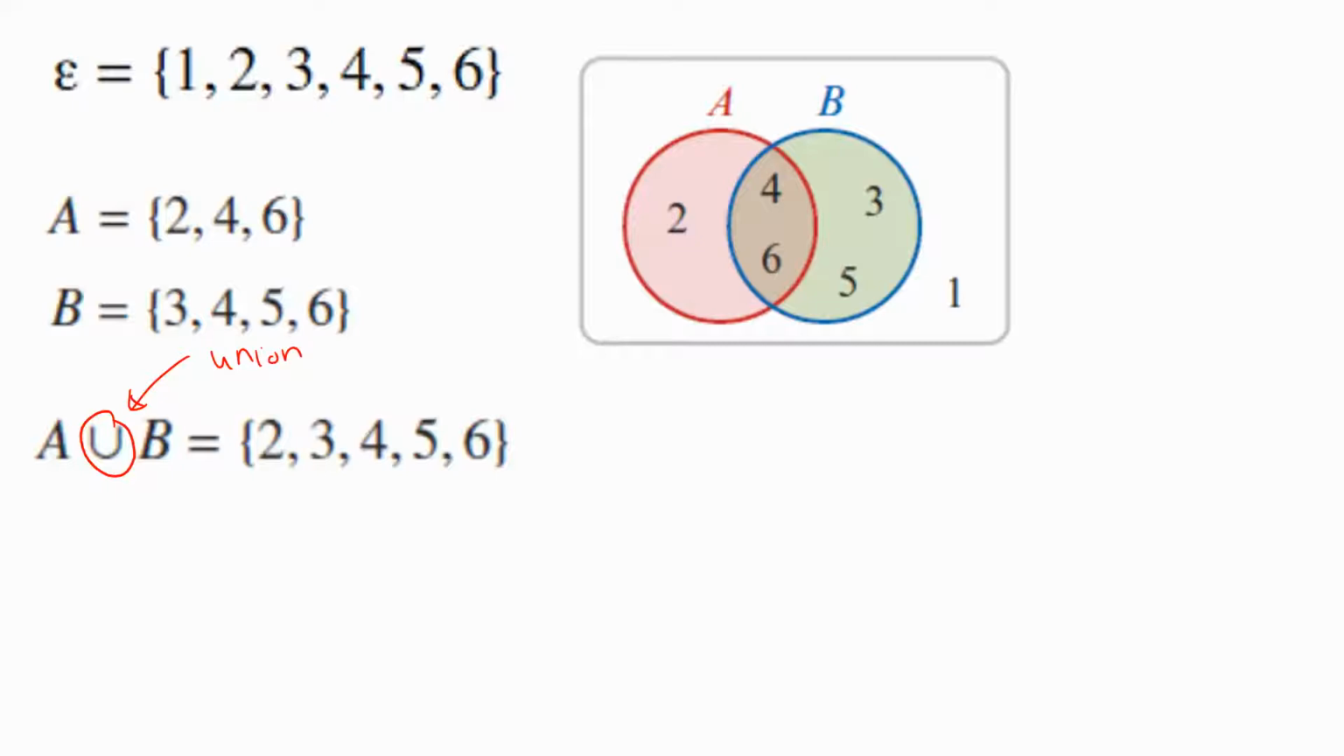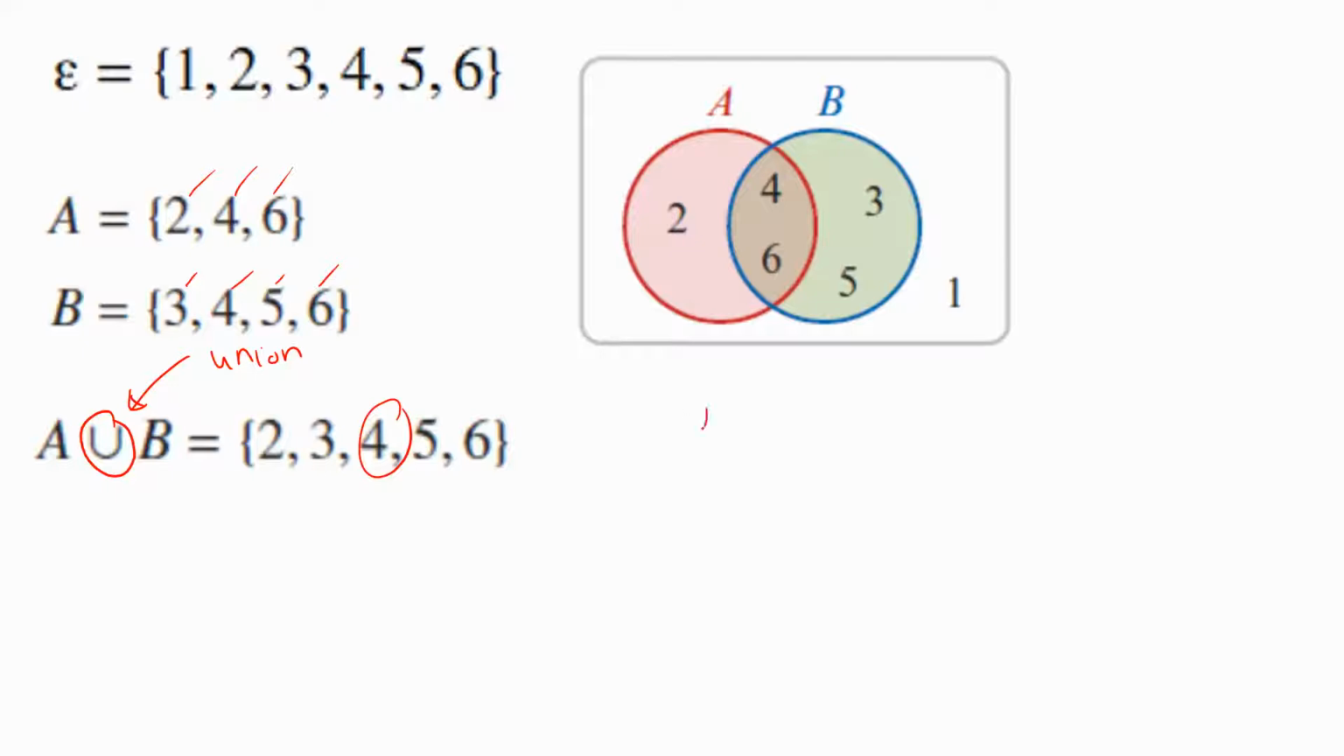Now, you notice that B has 3, 4, 5, 6. A has 2, 4, 6. Why is it that I only have one 4? Good. Elements only occur once, okay? It doesn't repeat. So that lends itself to the formula now.